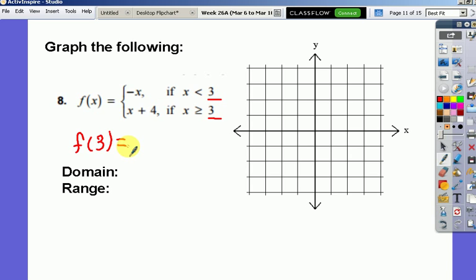If I plug it into the first one, negative 3. Am I going to have an open circle there or a closed circle there? Open, right. So I have an open circle at the point 3, negative 3. So I'm going to graph that point, 3, negative 3. 1, 2, 3, open. So I graphed the point 3, negative 3.